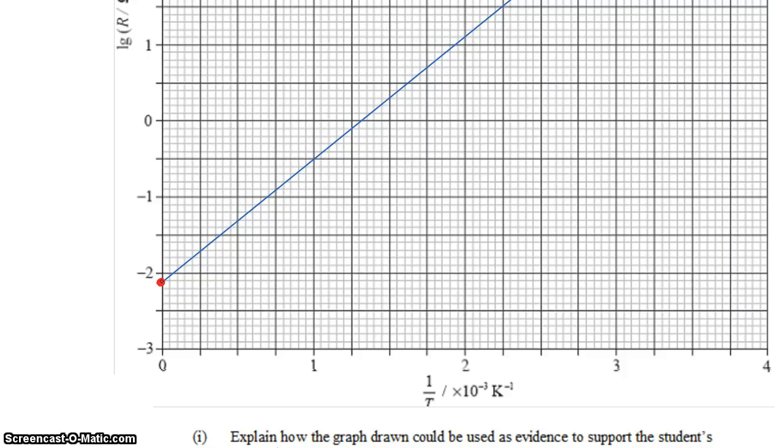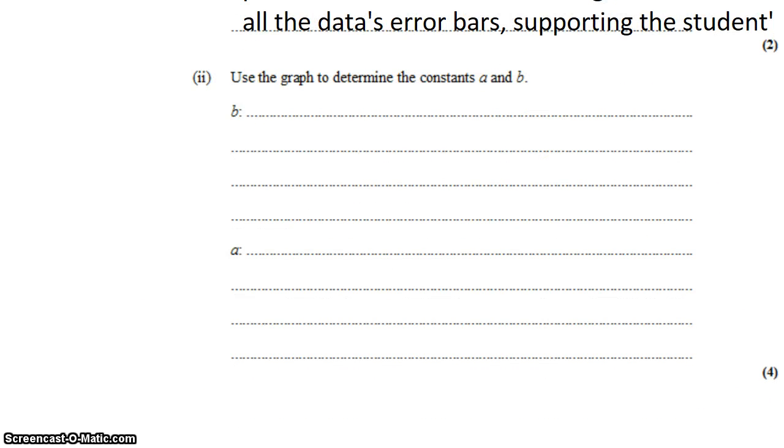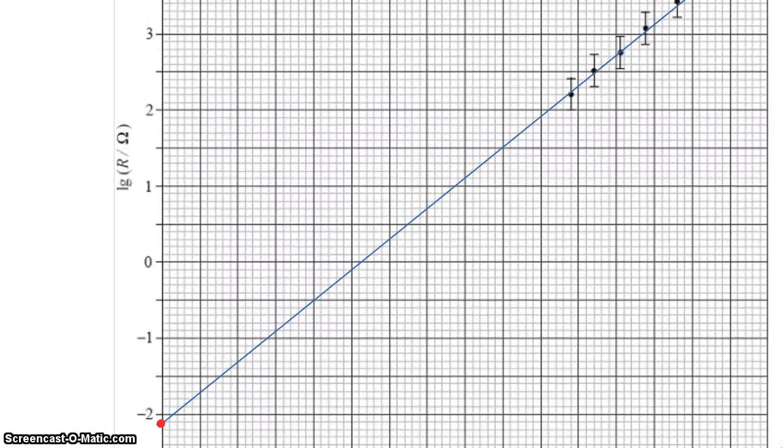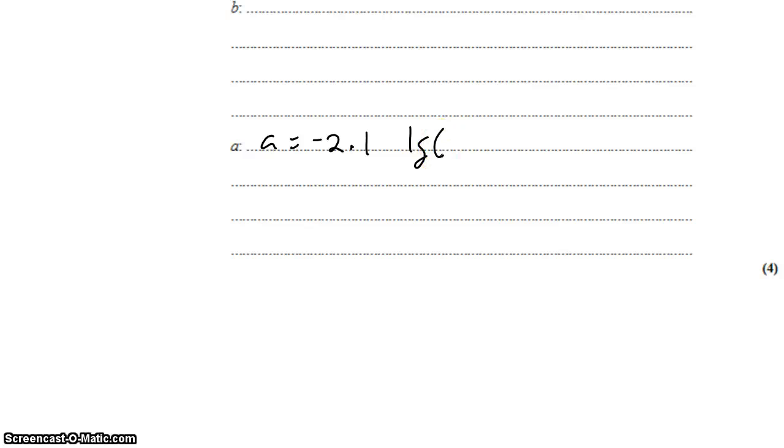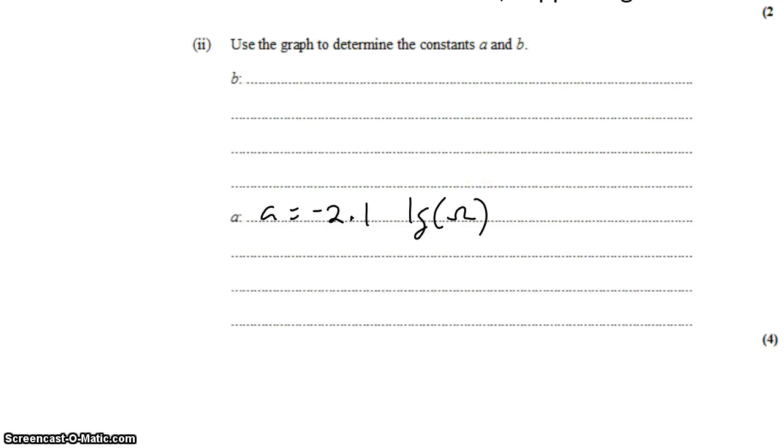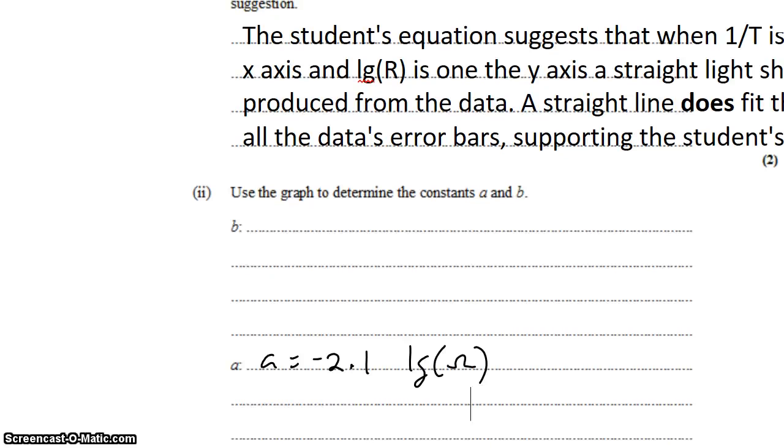We'll pick out our y-intercept, so that's 2.1, so 10 delineations between -2 and -3. So A, which we said is our y-intercept, is going to be -2.1. The units for that look like they're going to be log of ohms, natural log of ohms. That's a kind of a weird unit. I don't expect that credit would be required for that unit.